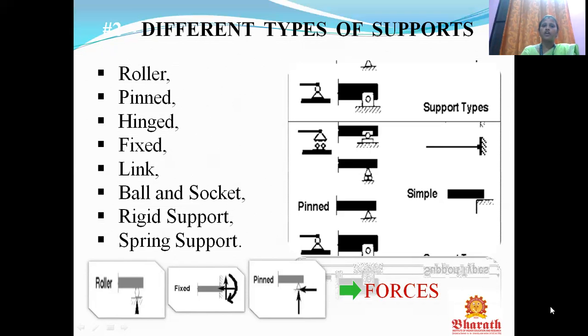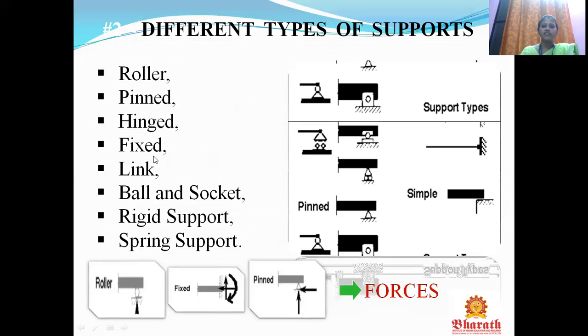In pinned support, the number of reactions formed is 2. Whereas in roller support, it is restrained in the vertical direction, here RY, and the number of reactions formed is 1. In the case of pinned support, it is restrained in two directions, that is, horizontal as well as vertical direction, so the reactions formed are 2, whereas in roller support, it is 1.